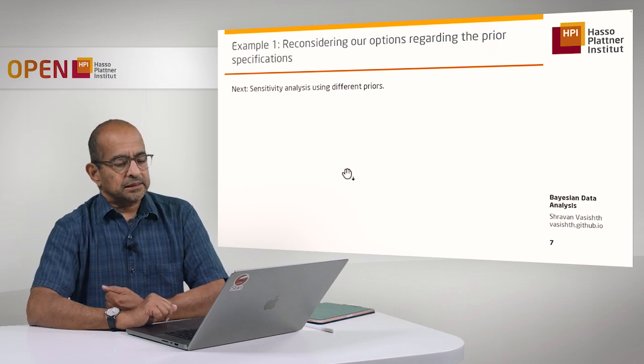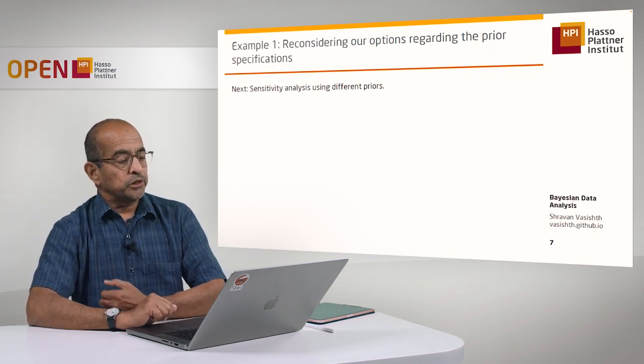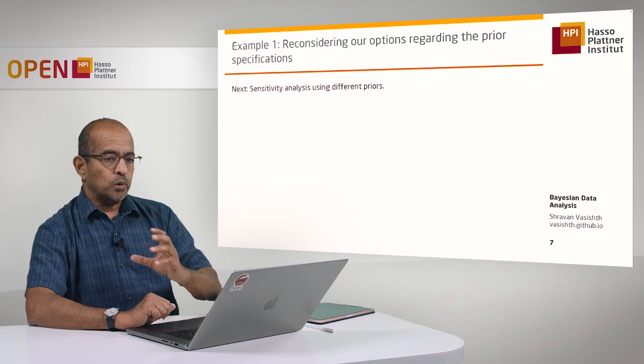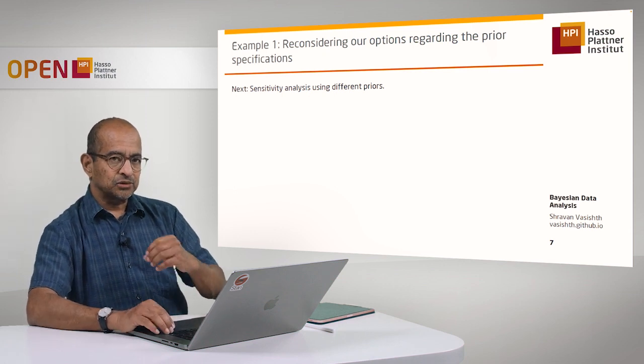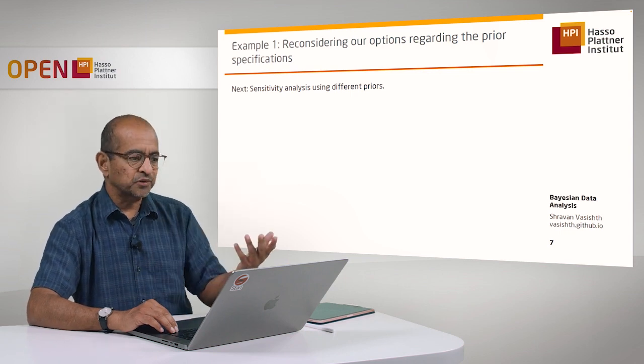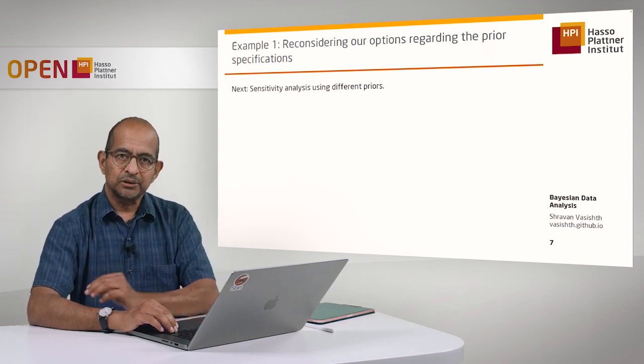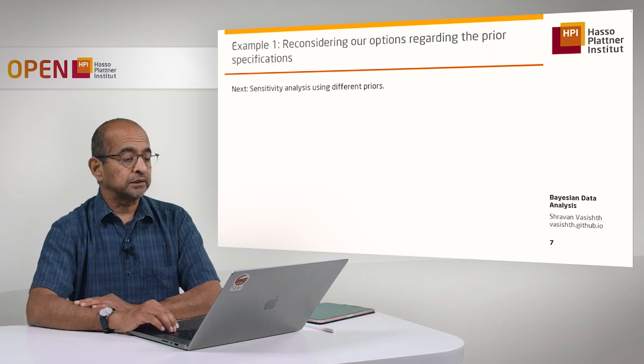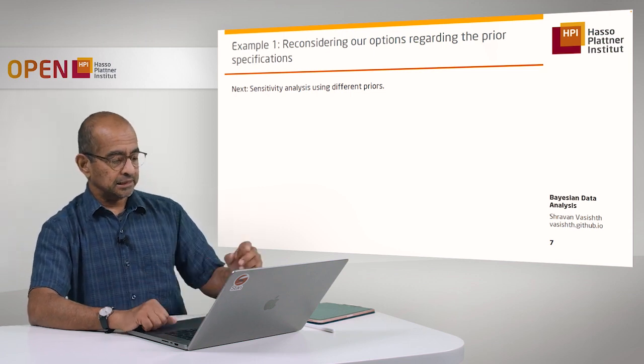So then in the next lecture, I'm going to give you an example of how one could do a sensitivity analysis to establish whether you have a more reasonable model or not. So you can use different priors to work out which prior to choose for your final published analysis. That's coming up next.